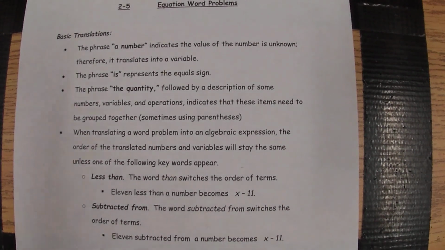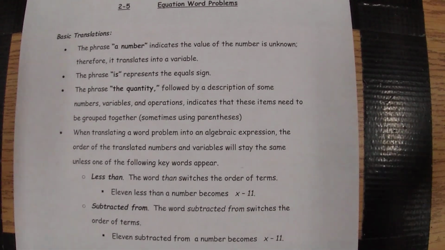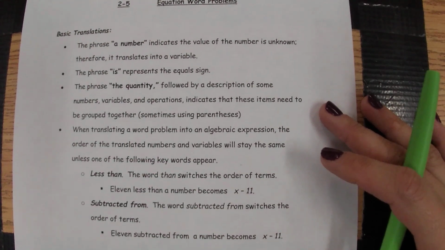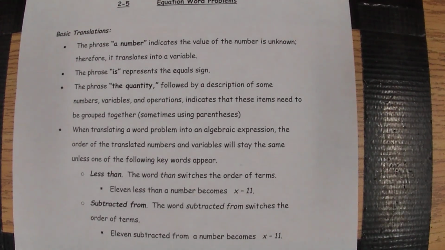Okay, so today we're just looking at basic translations. One of the key things to being able to do story problems is to just recognize key terms that tell us what we might need to be doing. So what I've gone through here is just made a list for you of some of those key terms that we work with when we're dealing with story problems.